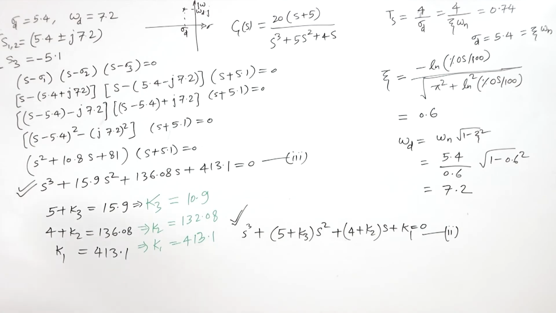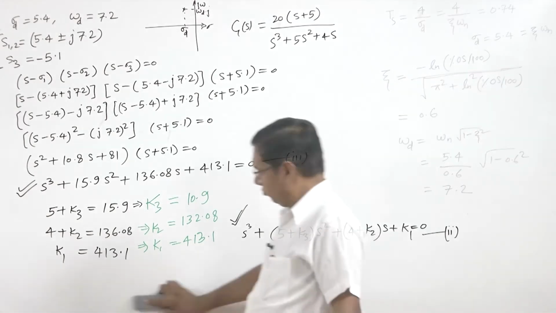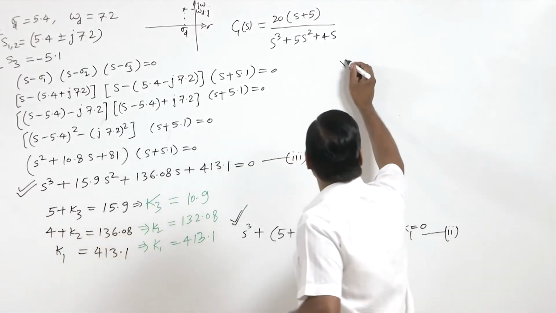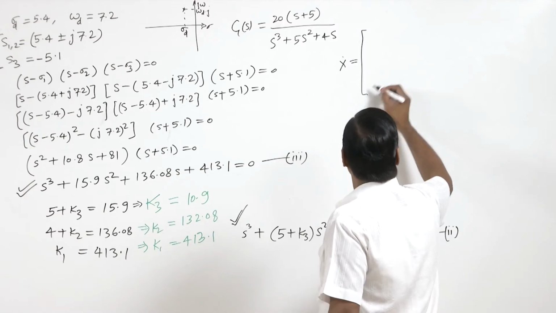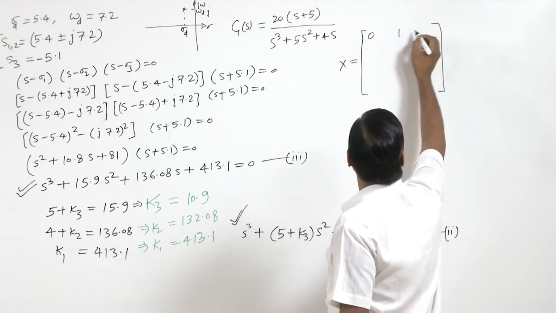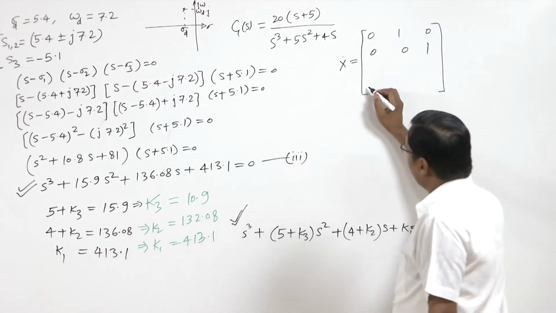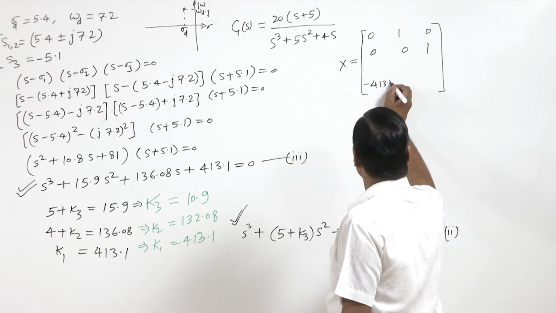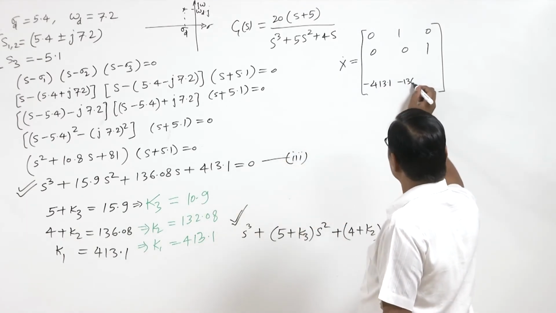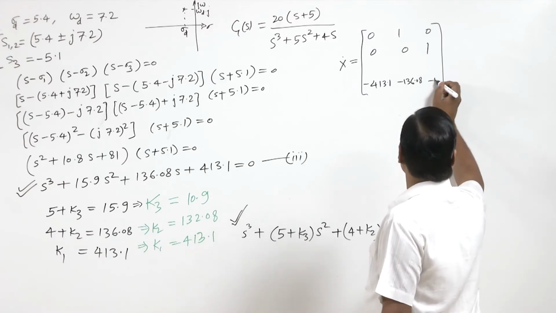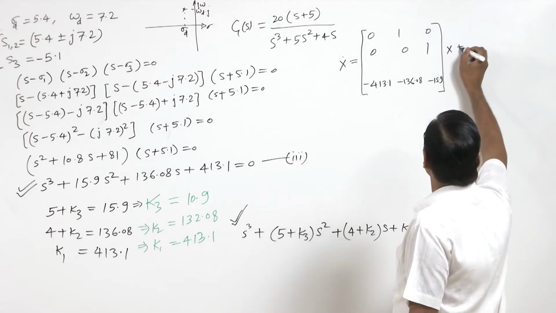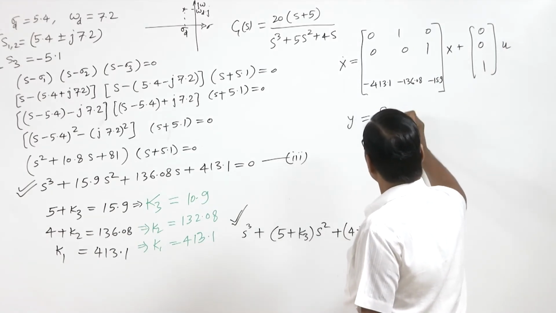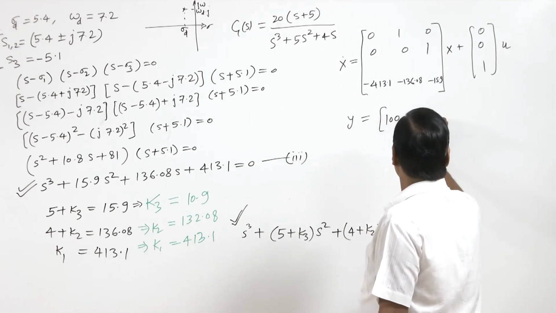So now what is the new system? So here the new equation is x dot equal to A x, so 0 1 0, 0 0 1, and here we have minus 413.1, minus 136.08 and minus 15.9, into x plus 0 0 1 u, and y equal to C x.